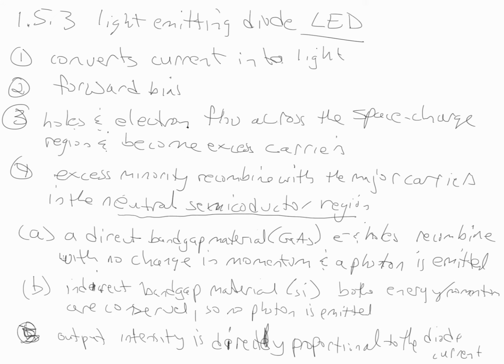And then in an LED, and I'm just going to put a box around this one because this is really not what we're interested in. An LED consists of a direct bandgap material, such as gallium arsenide, where holes and electrons recombine with no change in momentum and a photon is emitted. And lastly, the output intensity is directly proportional to the diode current.